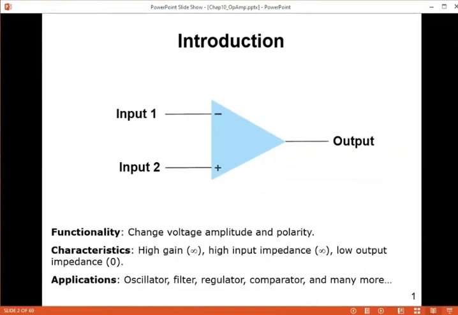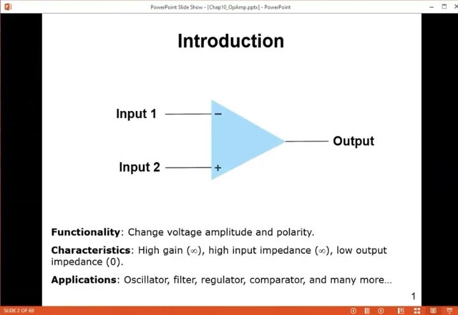The characteristics of an op-amp: it has high gain, infinite input impedance, and low output impedance. So the op-amp has the ability to amplify signals with very high impedance at the input side, but low impedance at the output side.